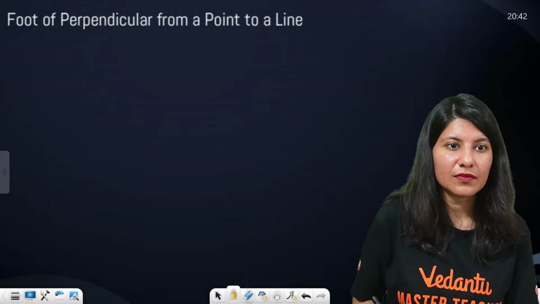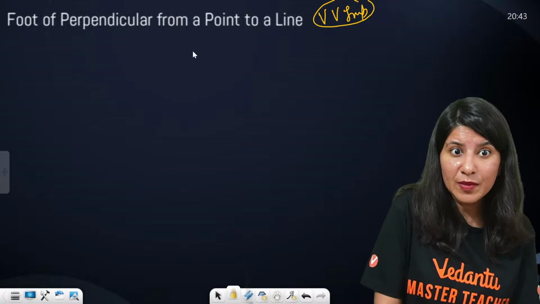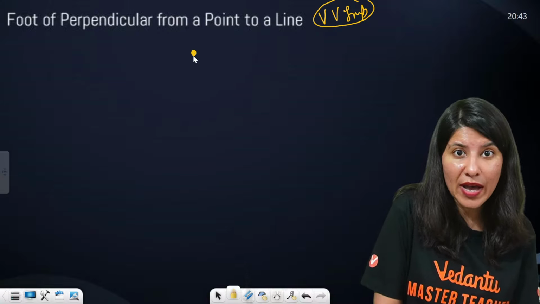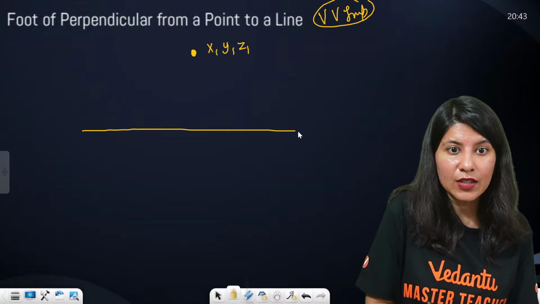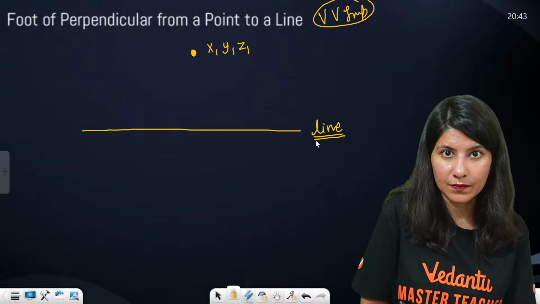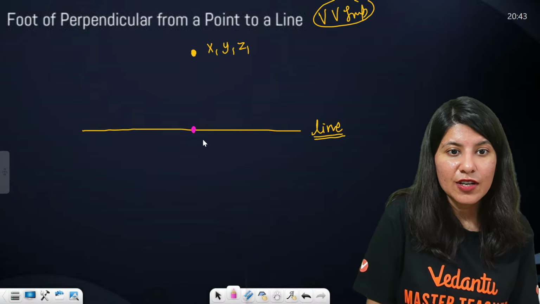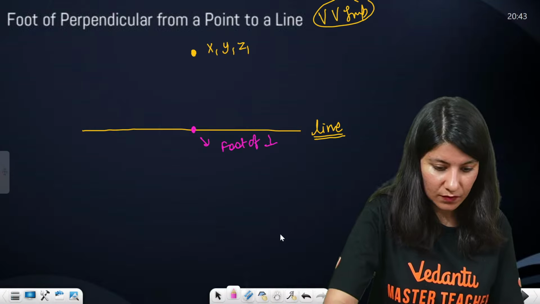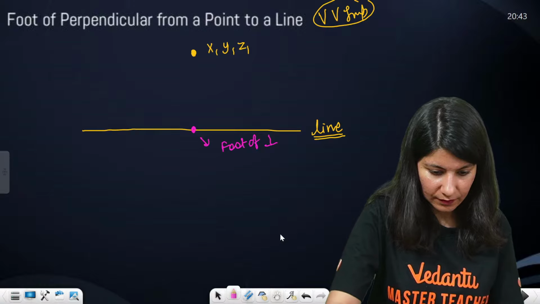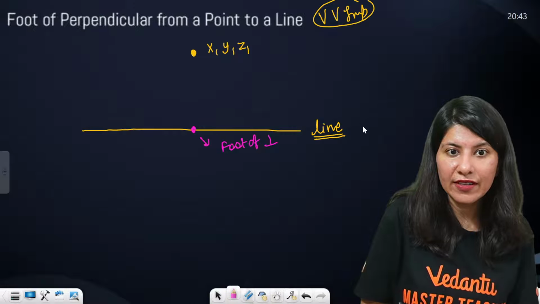So now, foot of perpendicular, this is again very, very important. I'll give you the direct formula. Foot of perpendicular from a point to a line. Suppose you have a point x1, y1, z1 and you have a line L. And now you have this thing which is the foot of perpendicular. This is your line they will give you obviously.